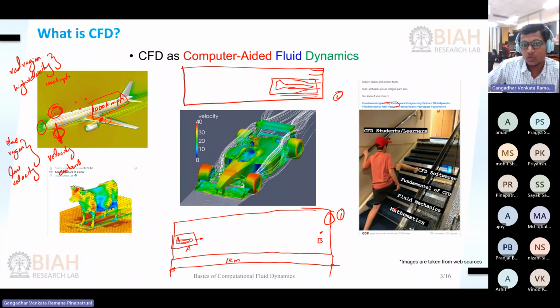Because you are keeping your car stationary and allowing the fluid to pass at that velocity, and you are standing on the ground. The car is stationary, you are also stationary, you are both on the same frame of reference, and the fluid is passing. And this velocity corresponds to the velocity that you are feeling.